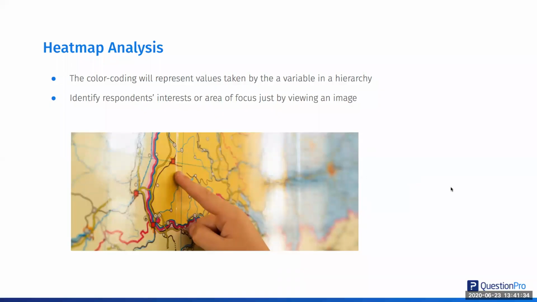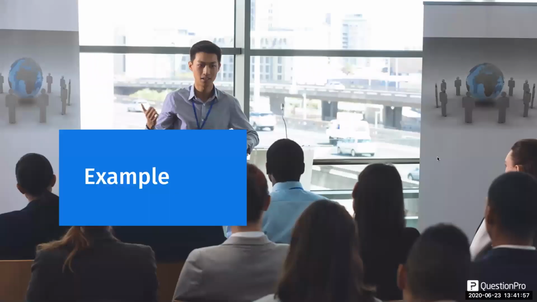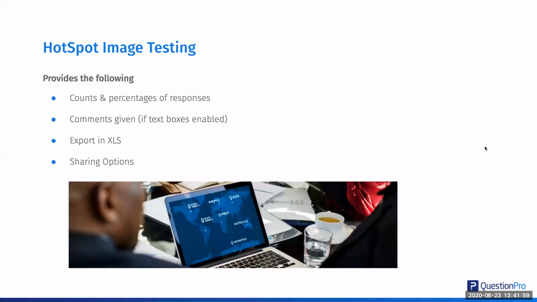So on a big picture scale, when it comes to heat map analysis, the color coding will represent the values taken by the variable in a hierarchy. And then for hotspots, it's a little bit more finite. It's more direct. It gives you counts and percentages, as well as comments given, and then you have the option to share that within the platform, or you can integrate those findings as well.